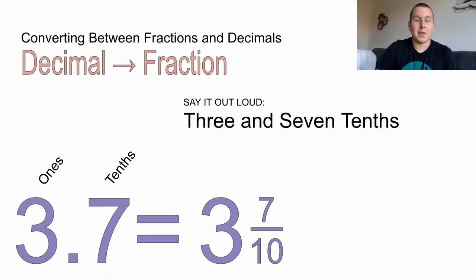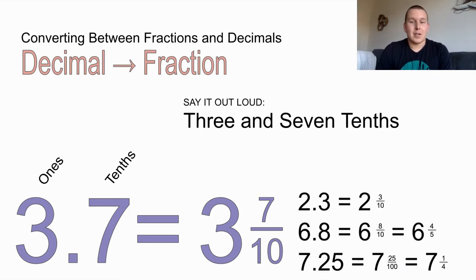So let's take a look at some other numbers we can change. If we had 2.3, we just change that to 2 and 3 over 10. If we had 6.8, that would equal 6 and 8 over 10. But we could simplify that because both of them are divisible by 2, so that would be 6 and 4/5. If we had 7.25, we'd go 7 and 25 over 100, which would simplify into 7 and 1/4. 25 is divisible by 25, and so is 100.